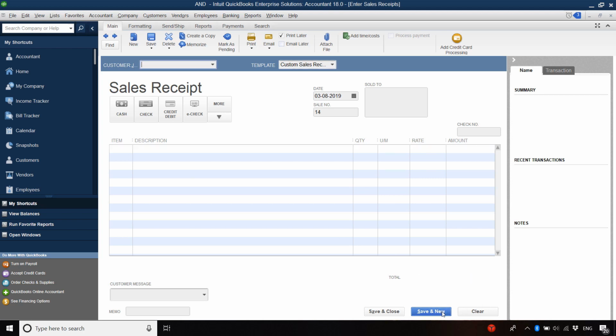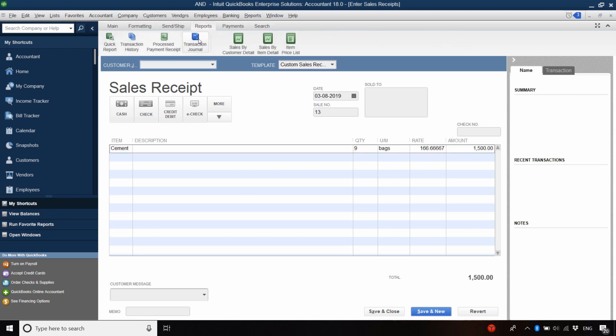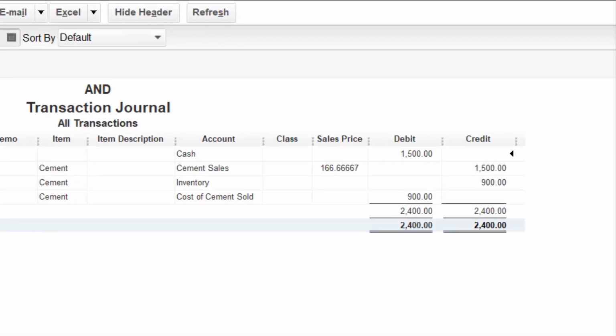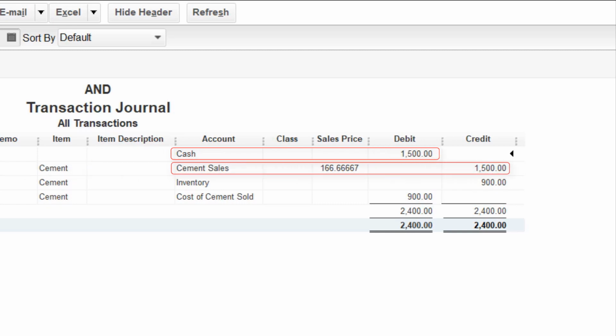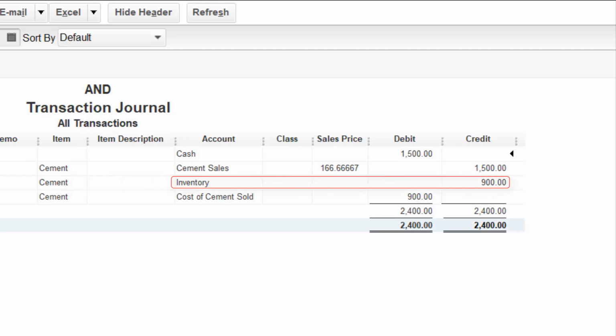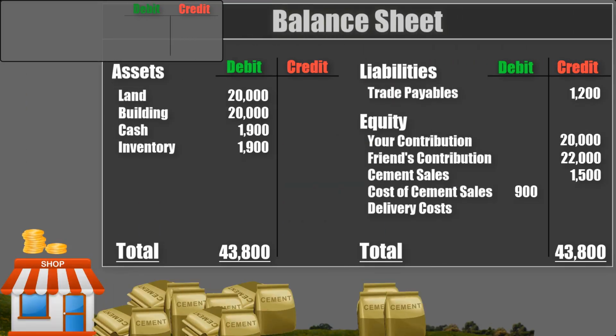Let's save it and navigate back to it. We choose Reports and then Transaction Journal. See? It is the same as the one we recorded. Cash is debited by 1500 and sales is credited with the same amount. Also, inventory is credited with the cost of 900 and the cost of cement sold is debited with the same amount. Any accounting software must be based on the theory we are learning in our course. We will further discuss this aspect when we learn about setting your own accounting system. For now, let us continue with the remaining transaction.